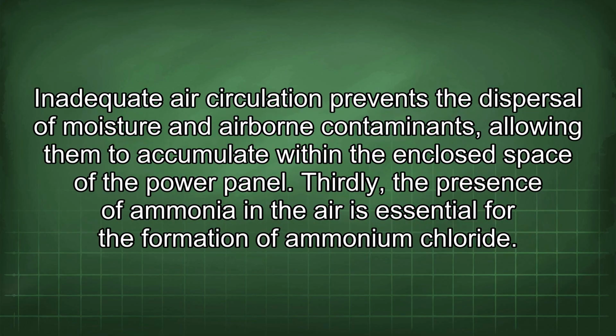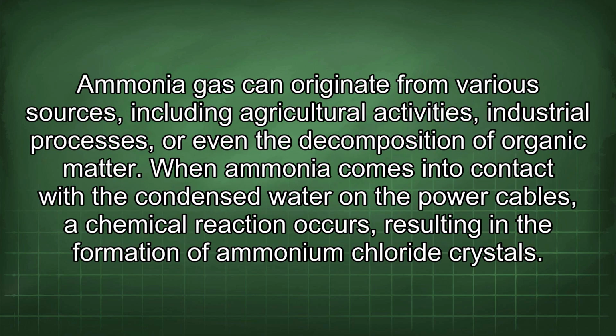Inadequate air circulation prevents the dispersal of moisture and airborne contaminants, allowing them to accumulate within the enclosed space of the power panel. Thirdly, the presence of ammonia in the air is essential for the formation of ammonium chloride. Ammonia gas can originate from various sources, including agricultural activities, industrial processes, or even the decomposition of organic matter. When ammonia comes into contact with the condensed water on the power cables, a chemical reaction occurs, resulting in the formation of ammonium chloride crystals.